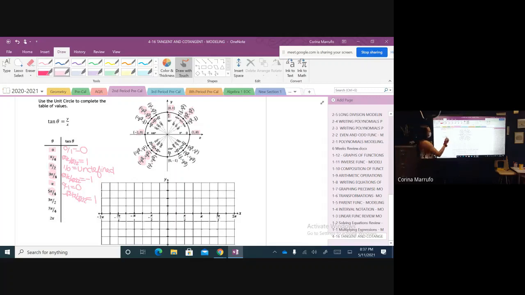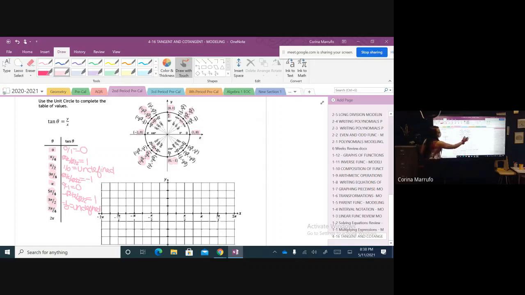So moving on to the next one here at 3 pi over 2. At 3 pi over 2, I'm going to take my y value and divide it by my x value. So negative 1 divided by 0 gives me undefined. And then next we have 7 pi over 4.